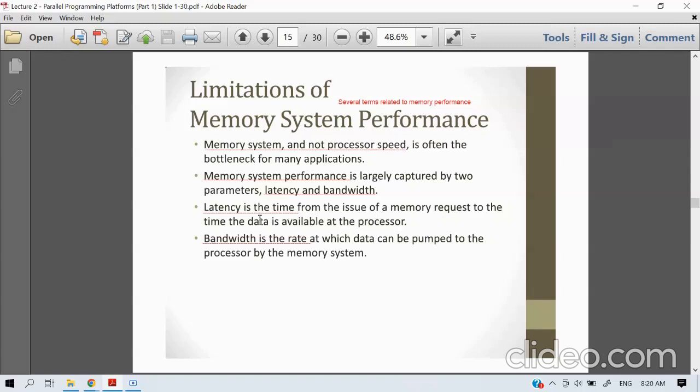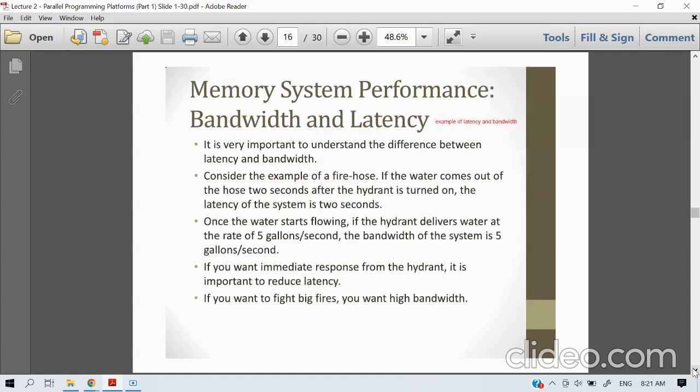And the second one is bandwidth. Bandwidth is the rate at which data can be pumped to the processor by the memory. So latency is about the time, bandwidth is about the rate or the size of the data that we can pump to the processor. It is very important to understand the difference between latency and bandwidth. Just now we discussed that latency is time, bandwidth is the rate of the data.